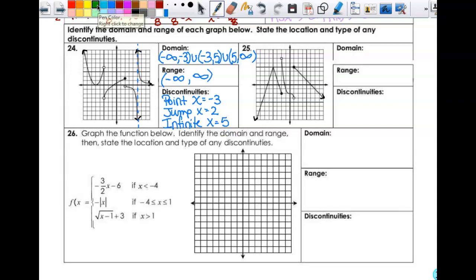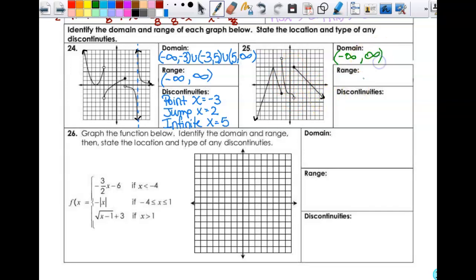All right, so let's look at this one. My domain, I start way out here at negative infinity. So all of these x values are taken care of, including that one. Then kind of snap together, keep going. That's good. Keep going all the way to infinity.